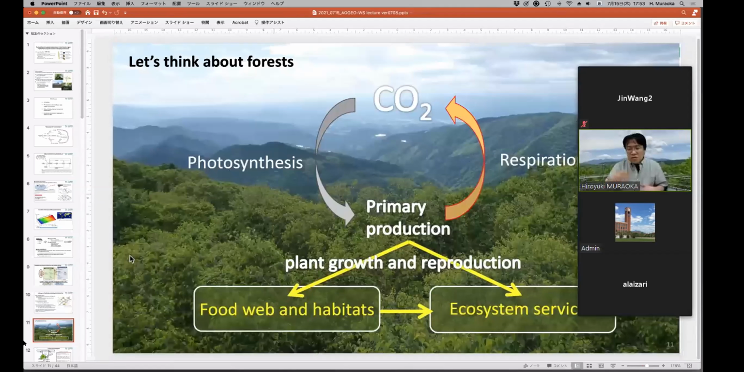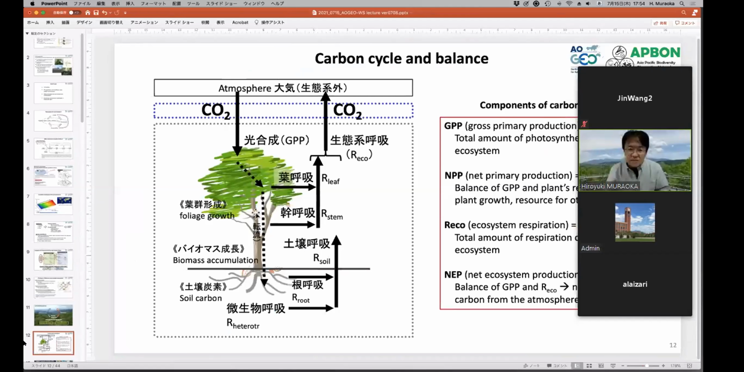The carbon cycling between the atmosphere and forest ecosystem is very complex, and I won't go into too much detail, but we have many processes like photosynthesis or many kinds of respiration in leaves, stems, roots, or soil microbes. So we have to understand all of these processes from the ecological viewpoint. Then if we understand the processes or mechanisms, we can scale up this knowledge to the regional or global scale.